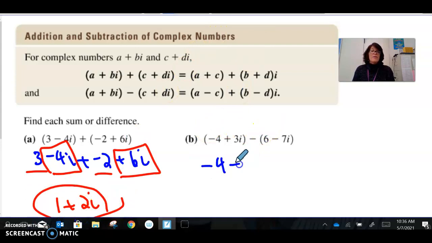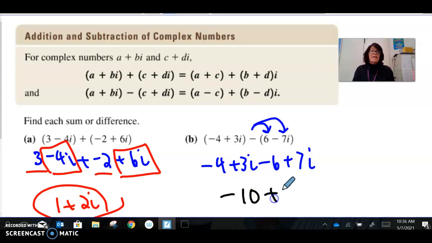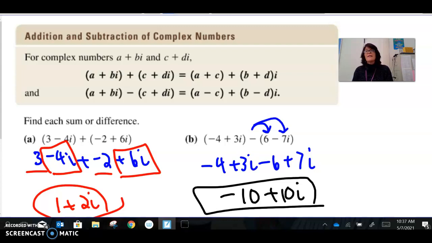Here, I have to be careful because I'm subtracting. So I'm going to distribute the negative through. And then I combine like terms. That gives me negative 10 plus 10i. Okay, that's how you add and subtract.